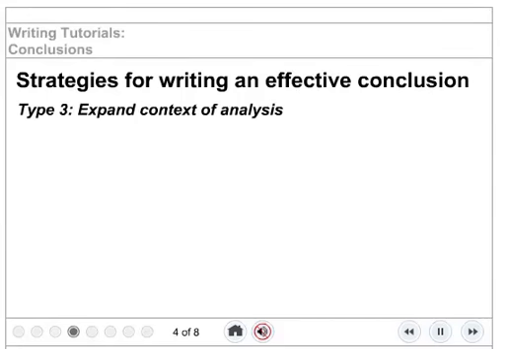Another way to explain the significance of your topic in a concluding paragraph is to expand the context of your analysis or explain how the topic relates to other areas of inquiry. In the essay on immigration, an effective conclusion might discuss how the debate over immigration relates not only to economic and political effects, but also to cultural concerns.